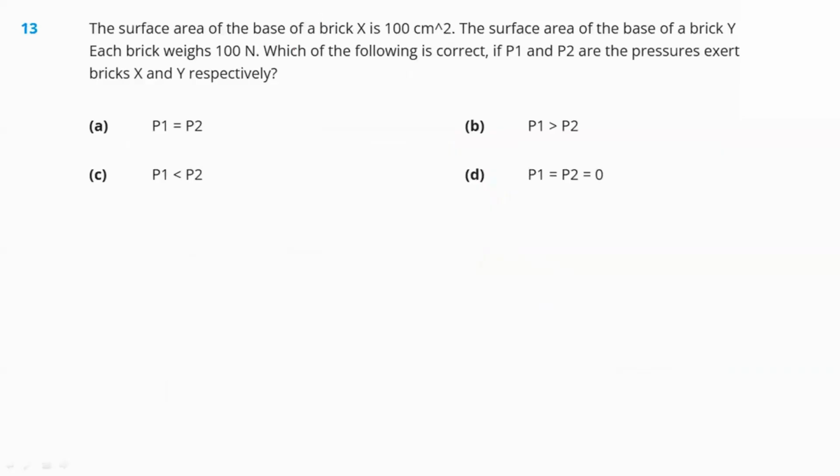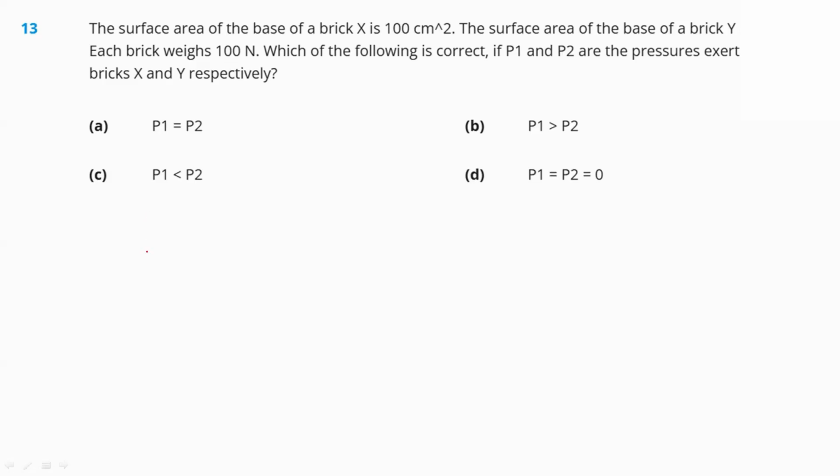Next, the surface area of the base of a brick X is 100 centimeters squared, and the surface area of the base of brick Y is 250 centimeters squared. Each brick is 100 Newton weight. Which of the following is correct? P1 and P2 are the pressure exerted by the bricks X and Y. So first we have to calculate the pressure exerted on brick X and brick Y, P1 and P2.